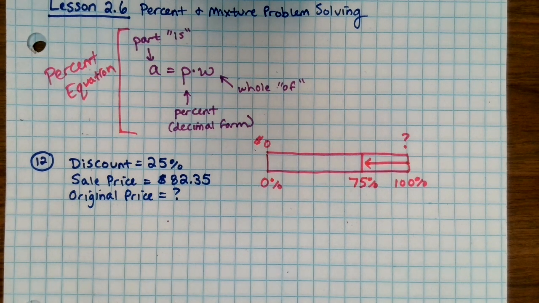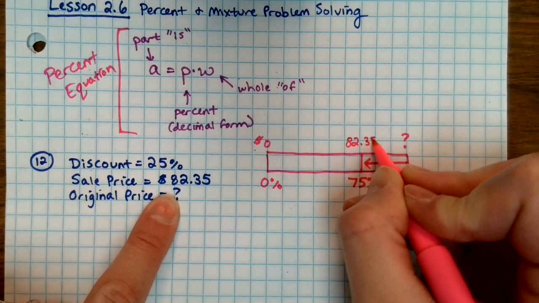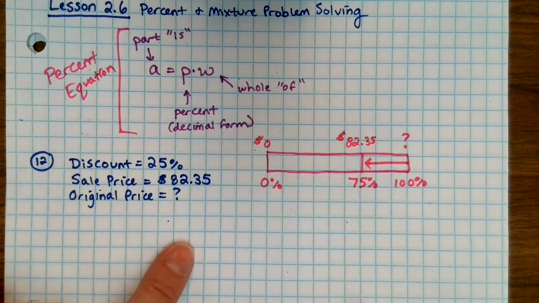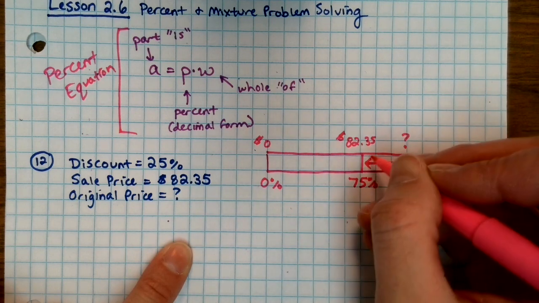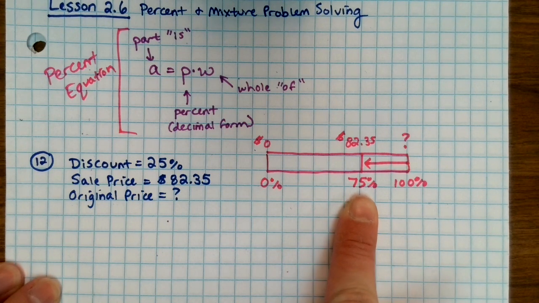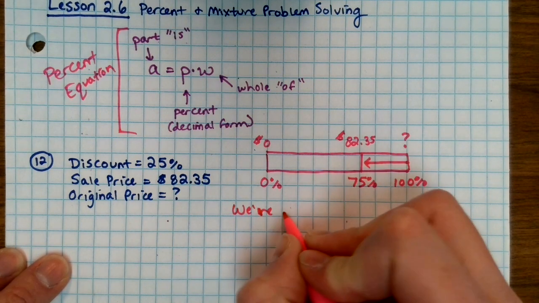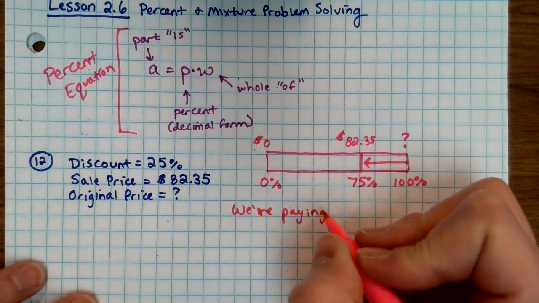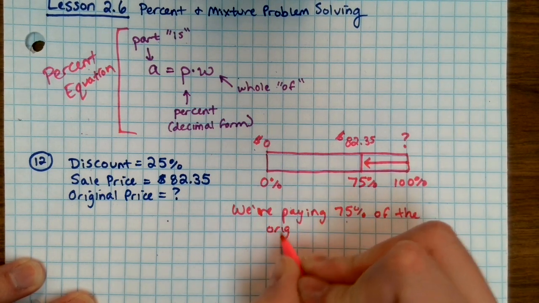So that 75% is what we're going to use to go through and solve this problem using, again, that percent equation. This, again, too, if we match up with the price that they give us here, $82.35 would be on the top to complete our bar model. So that 75% matches with this $82.35. And again, this is after the 25% was taken off. You're left paying 75% of the original price. So we'll make a note of that. Oops, we're paying 75% of the original price.